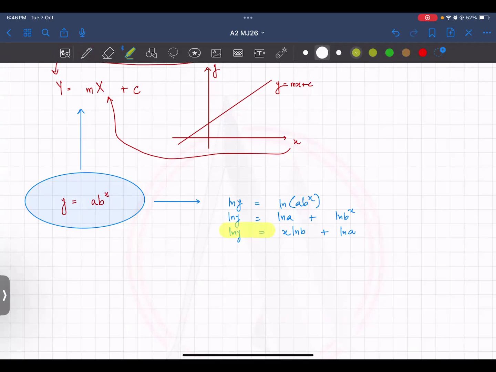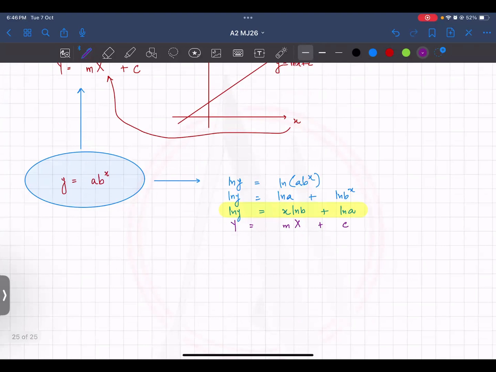And the linear format is what? The linear is y equals mx plus c. After comparison, we can see that it is in the same format as y equals mx plus c. Your y is now ln y, your x is still x, and the gradient is ln b, and your c, the y-intercept, is ln a.